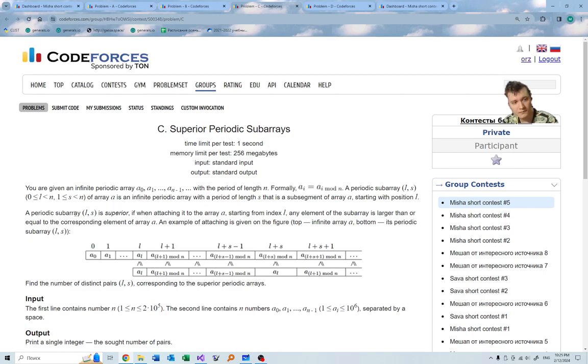I get it. A periodic subarray is superior if, when attaching it to the array A starting from index L, any element of the subarray is larger than or equal to the corresponding element of A. Oh, I see what you mean. Find the number of distinct pairs L, S corresponding to the superior periodic arrays.